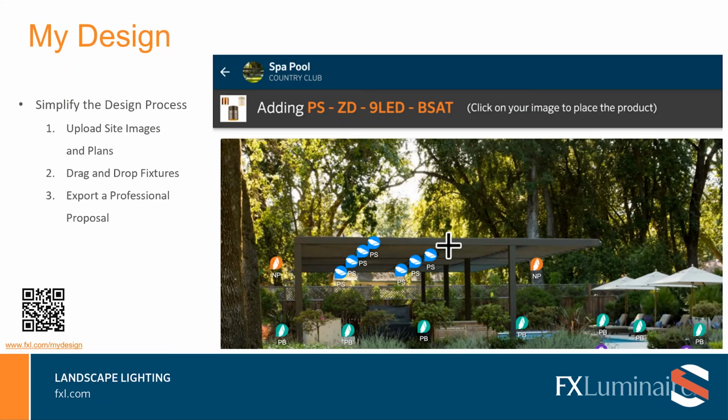Those ones happen to be zoning and dimming. Their intensity happens to be 9 LED, which is a 50 watt equivalent. Okay. And then you can figure that it's going to be in brass, and in this case, it happens to be in an antique tumbled finish.